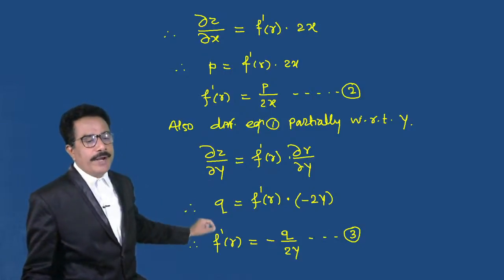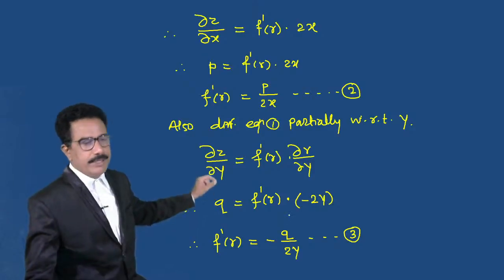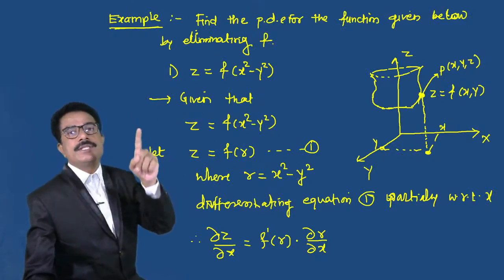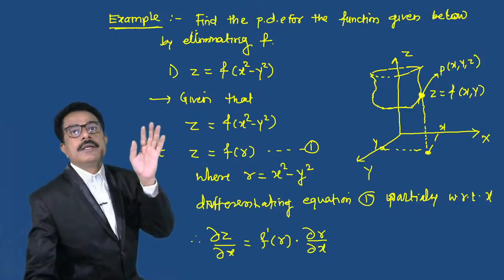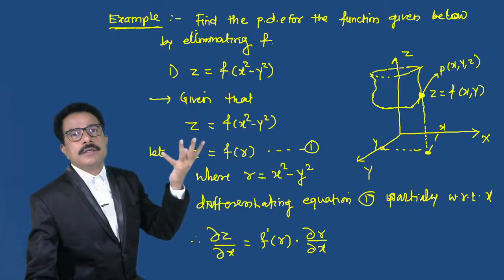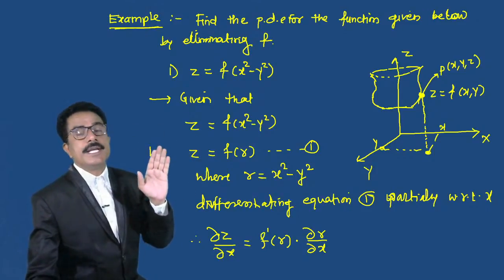Now we have to find out the partial differential equation which satisfies the equation of the surface. The equation of the surface which is revolving about the z axis.